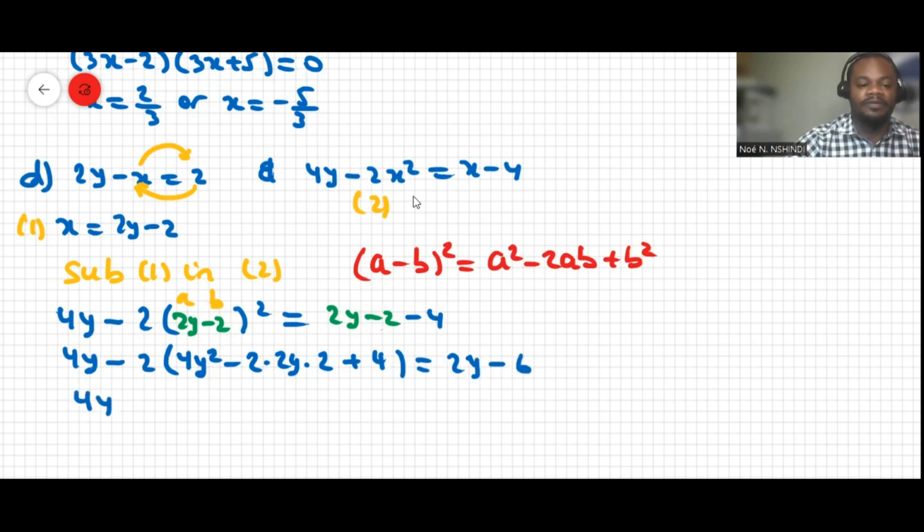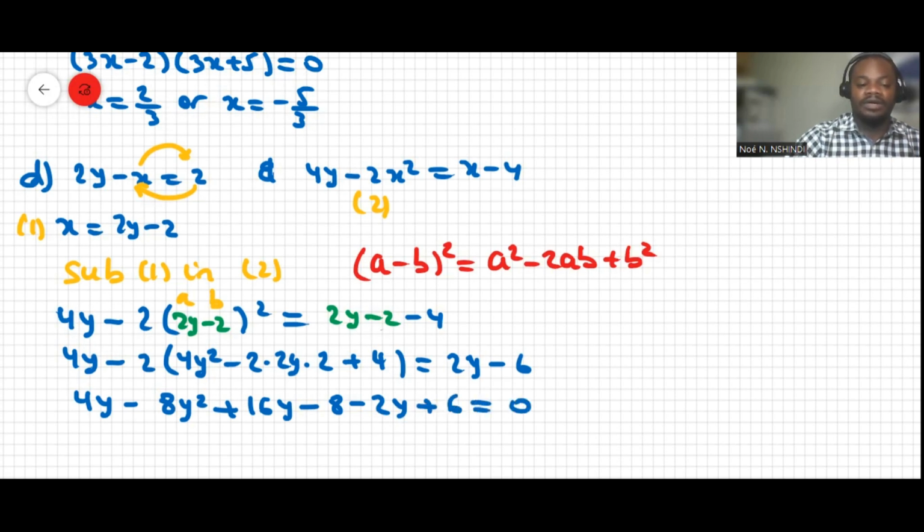And then here it makes 4y minus 2 times 4y squared makes 8y squared. Over here it makes 2 times 2 times 2, that makes negative 8. Negative 8y times negative 2 makes positive 16y. Negative 2 times positive 4 makes negative 8, equal to, we can move the 2y over and the negative 6 over, which becomes positive, equal to 0.